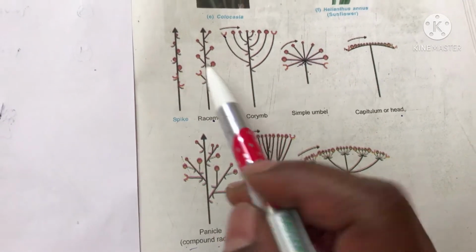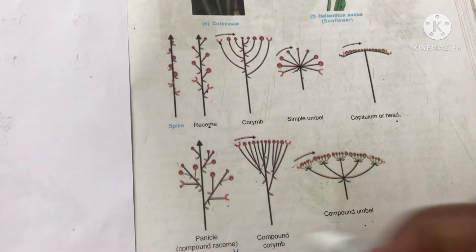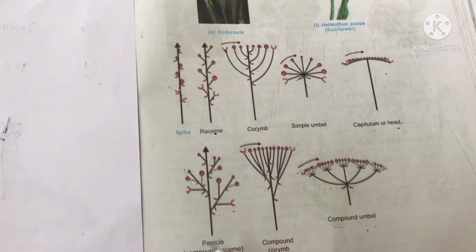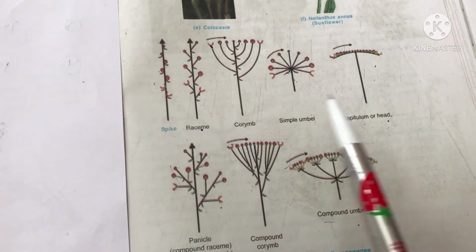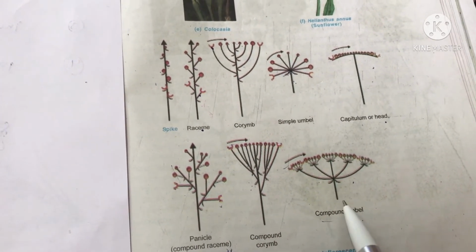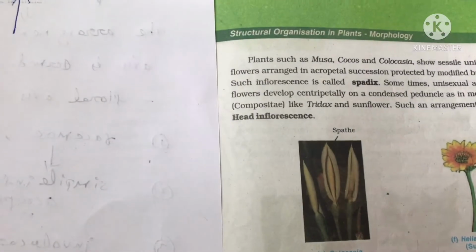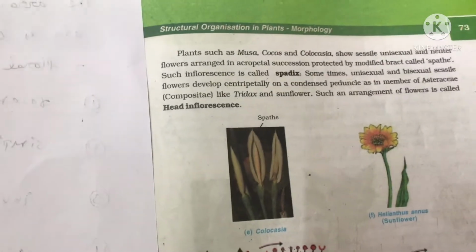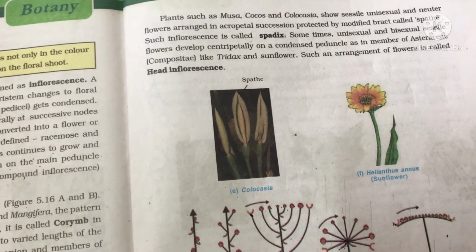In this manner, different types of racemose inflorescence are seen in plants. These are simple racemose, and these are compound racemose. This totals 5 and these 3. Then another one in simple racemose, spadix, is an important thing. Spadix is generally seen in the coconut.